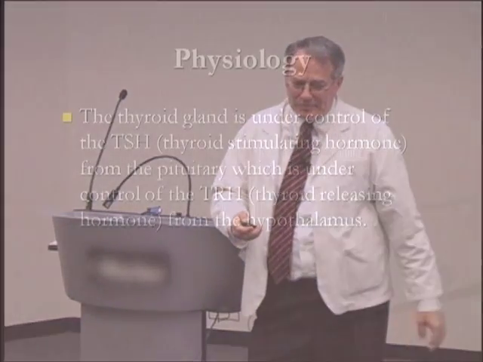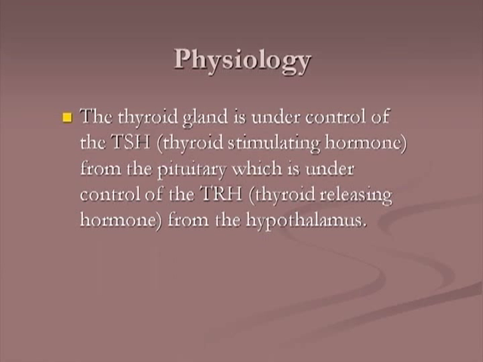Let's start with the thyroid gland, its function, its anatomy. It's a little butterfly gland that sits right at the bottom of the neck. And the pituitary gland secretes a hormone called thyroid stimulating hormone. And when that goes up, then it stimulates the thyroid to produce and release more of the thyroid hormone.